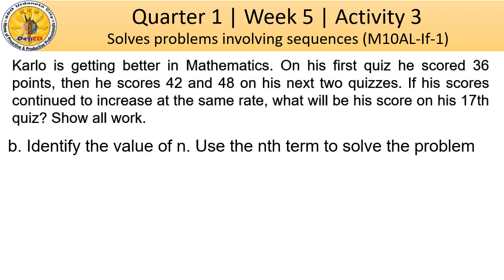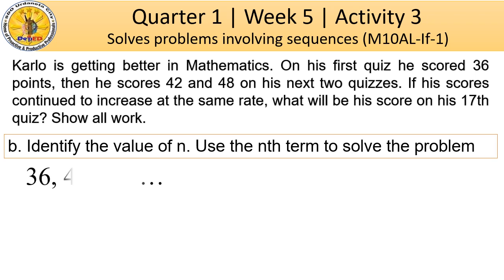Identify the value of n. Use the nth term to solve the problem. 36, 42, 48, and so on. The first term is equal to 36. A common difference is the difference between consecutive numbers in an arithmetic sequence. To find it, simply subtract the first term from the second term, or the second term from the third term, and so on. So, to find the common difference, we just have to subtract 36 from 42, and that would result in 6. Also, 48 minus 42 is still 6.